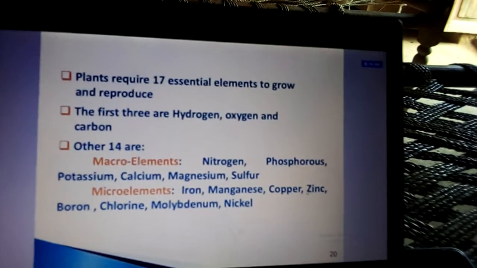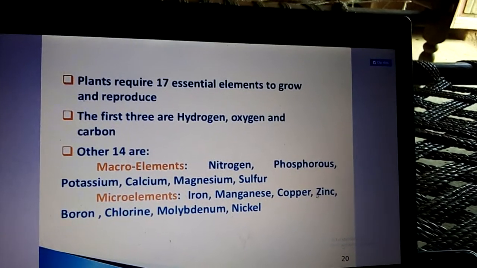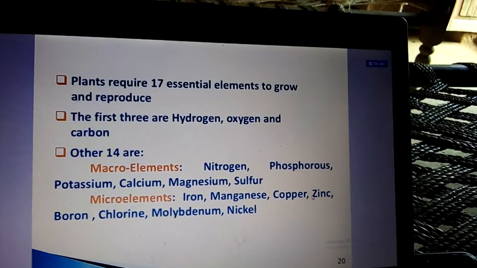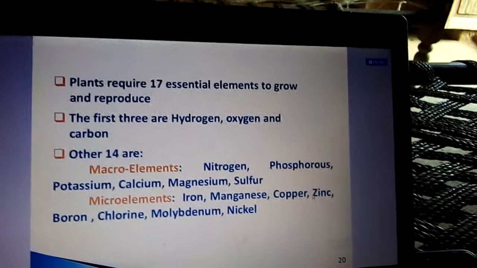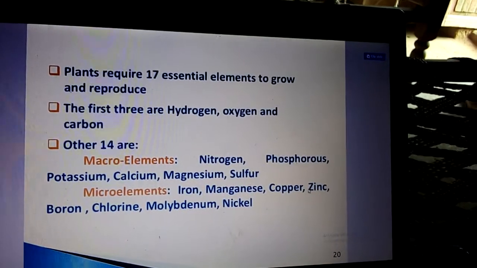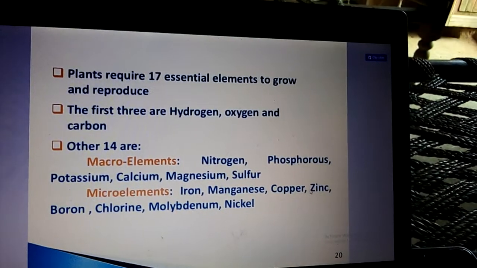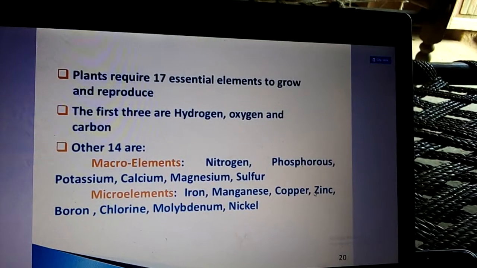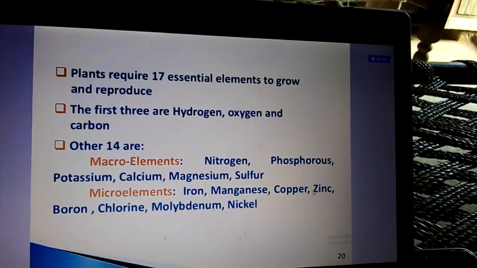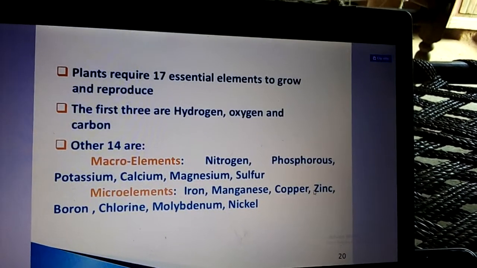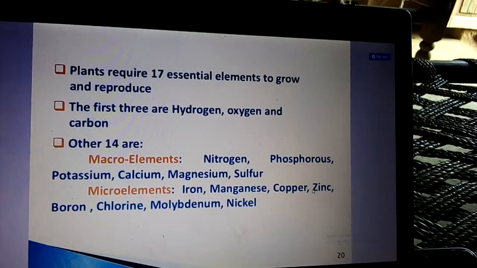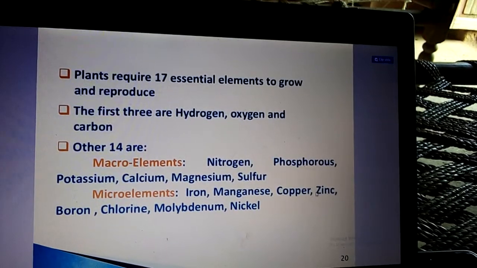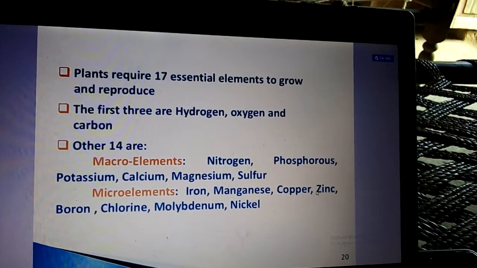Plants require 17 essential elements to grow and reproduce. The first three are hydrogen, oxygen and carbon, and the remaining 14 are macro elements and micro elements. In macro elements we have nitrogen, phosphorus, potassium, calcium, magnesium and sulfur. On the other hand, micro elements are iron, manganese, copper, zinc, boron, chlorine, molybdenum and nickel.